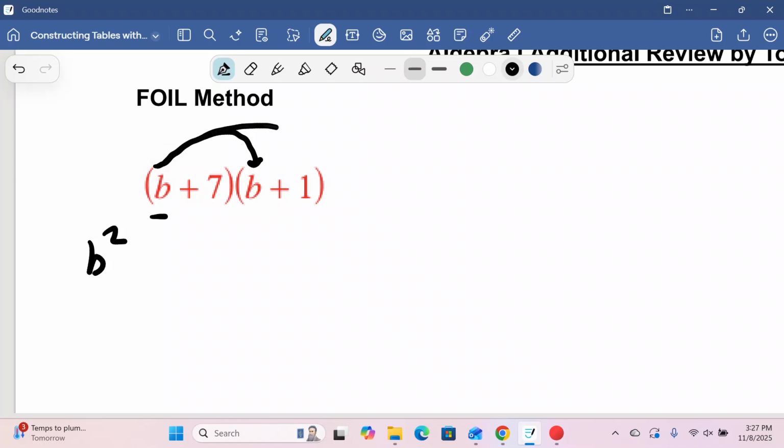Then you're going to distribute the same b into the 1, and then you go 1 times b. Of course, positive 1 times b is positive 1b. And then we're done with this term, and what I like to do is scratch it out. I go on to the second term.